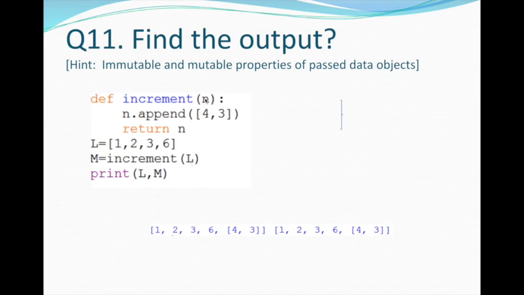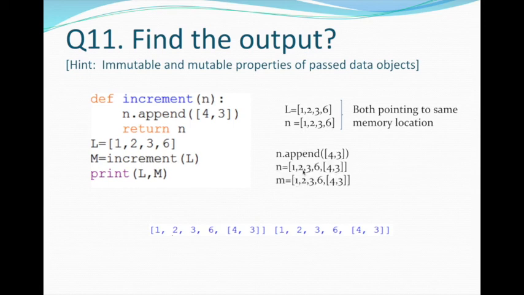So both L and N are pointing to the same memory location. Okay, so N also gets the same value and both are pointing to the same memory location. Then what we are doing, N dot append 4 comma 3. Another list is appended to N. So 1 2 3 comma 6 is changed to 1 2 3 comma 6 comma 4 comma 3. This is another list. That list is appended to N. Now return the value of N.